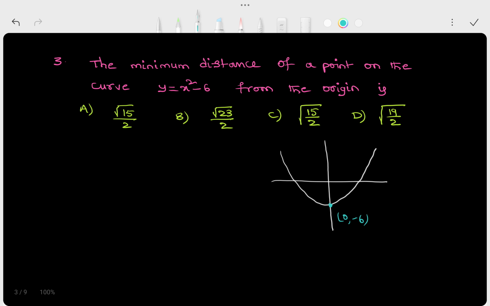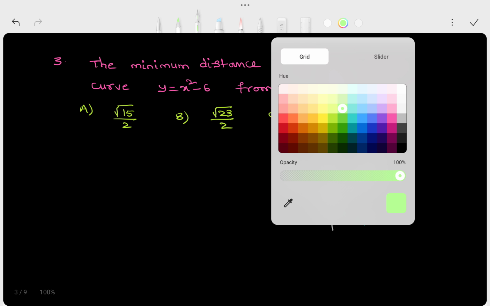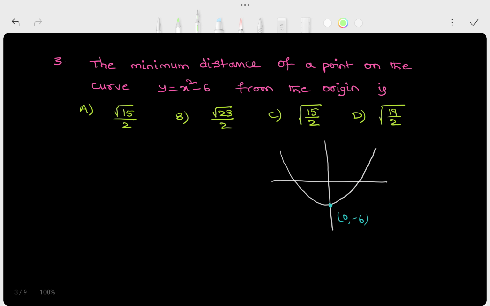Now you define one point on that curve. Let this point be P. So what is the point P? If the curve equation is y is equal to x square minus 6, when x is equal to t, the point on this curve is t comma t square minus 6.